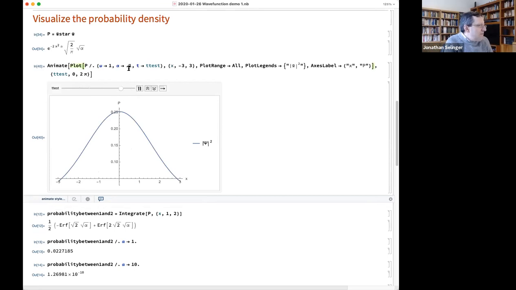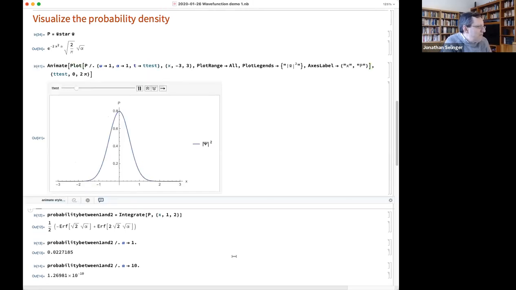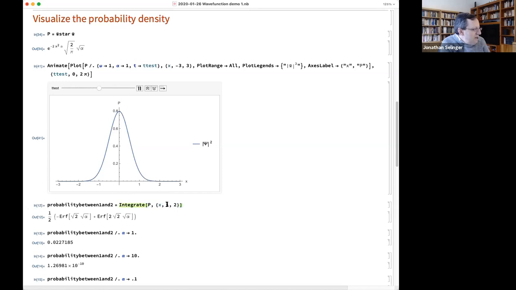Then here, I'll go back to 1. I could calculate what's the probability that the particle is between certain positions. For example, I could say, what's the probability that the particle is between 1 and 2? So I'll tell Mathematica to integrate the probability density between the two positions that I care about, between 1 and 2.